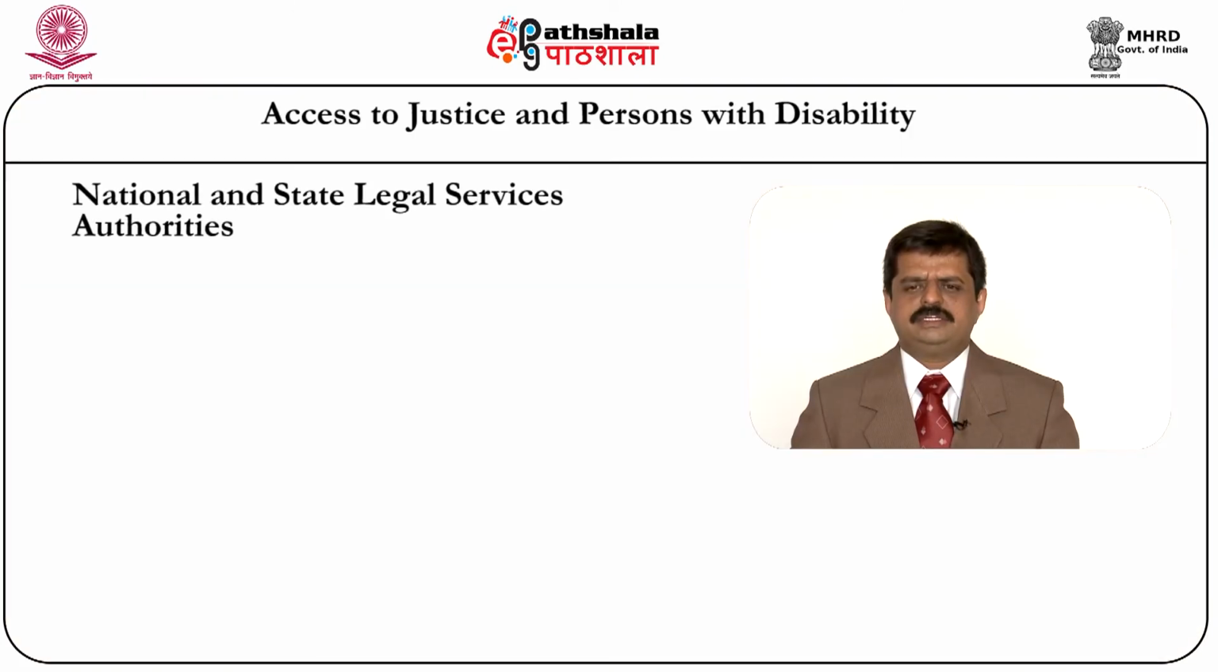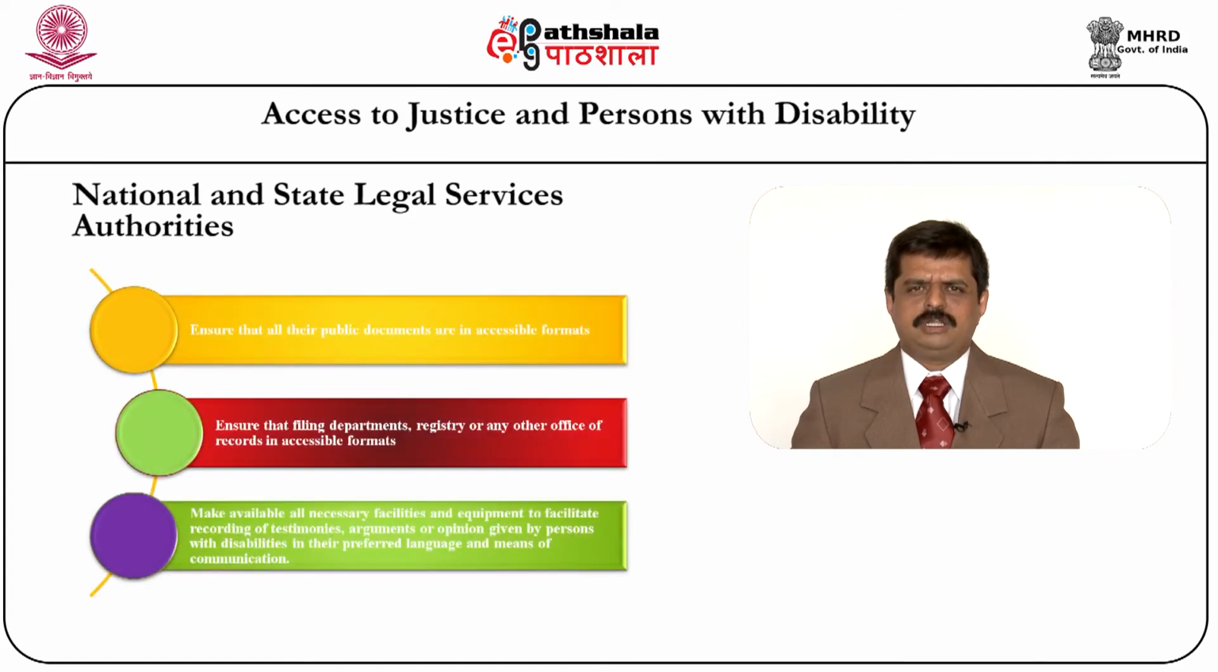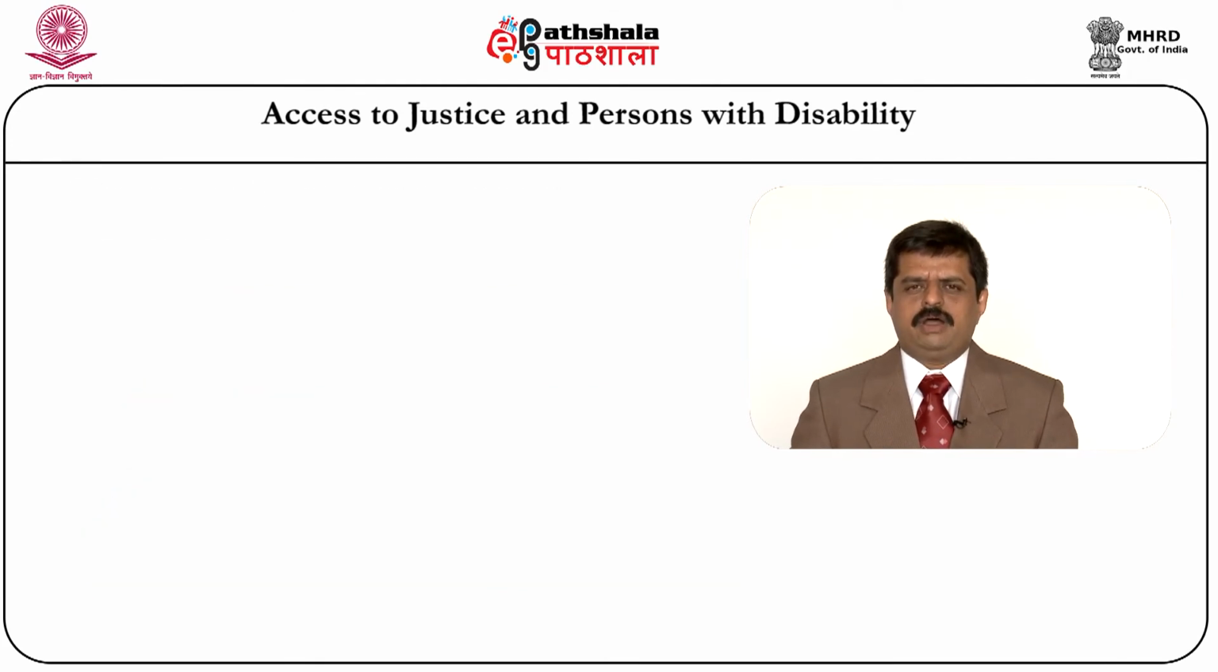Then, no discrimination against a person with disability due to his disablement. National and state legal service authorities also should make provisions for making the documents available in different methods by which a person with disability can easily access. So, therefore, the bill creates an obligation on national and state legal service authorities to create documents in a different fashion. The important authority that is established under the bill is the Disability Rights Court.